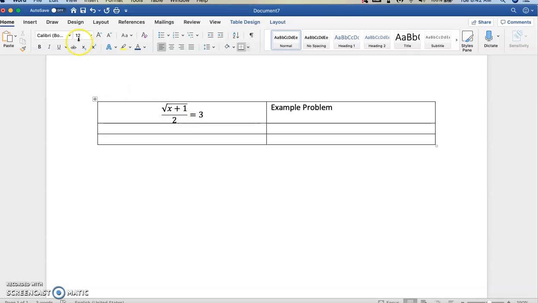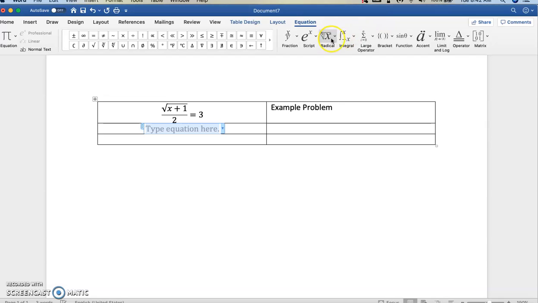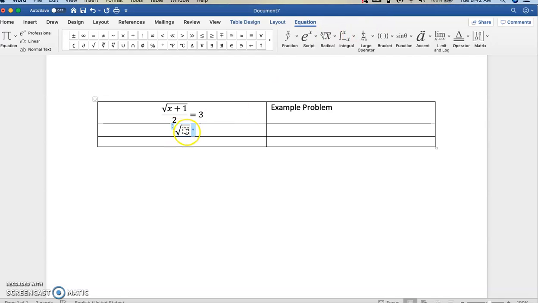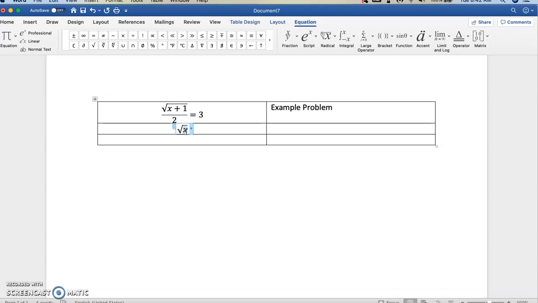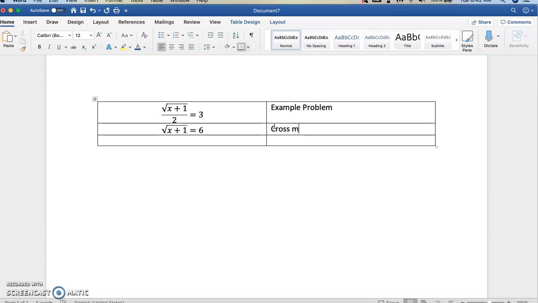The first thing I would do would be cross multiply. So I'm going to insert equation again. I want the radical, and I would have x plus 1. And if I cross multiplied, it would be equal to 6. And I'd come over here and I'd say cross multiplied to eliminate denominator. Okay, now I'm going to square both sides.